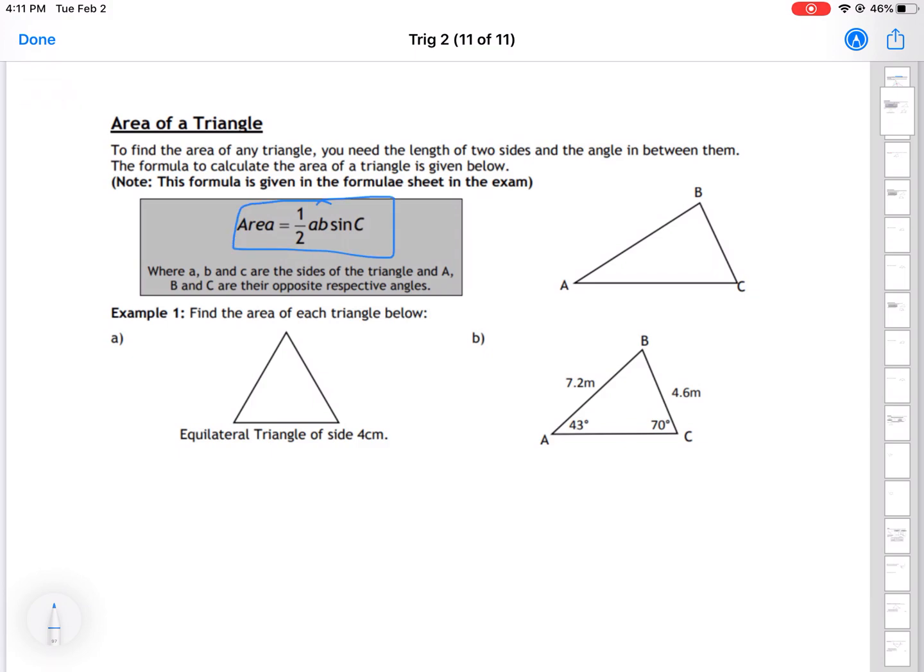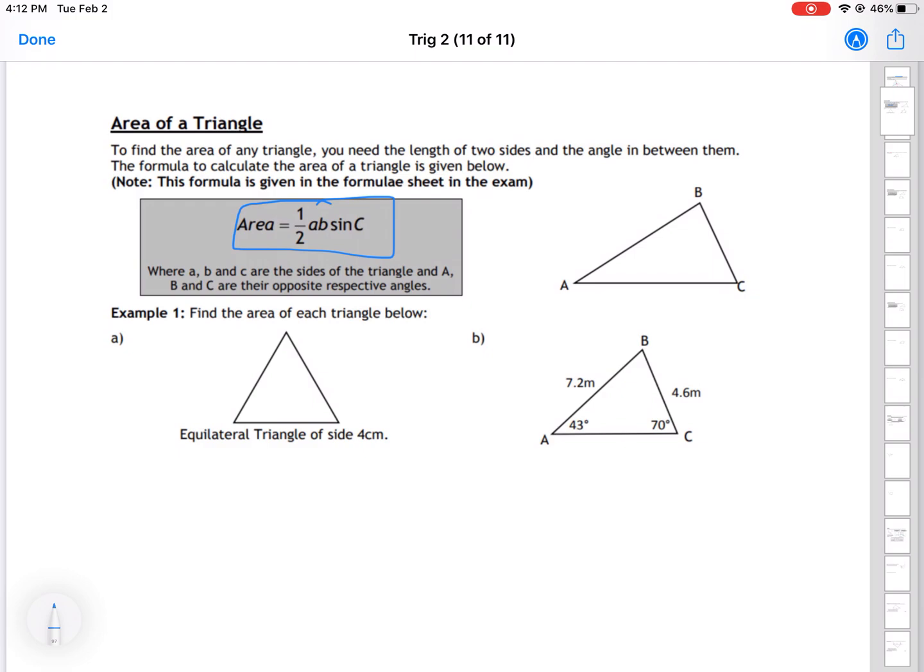Now, the sides, a, b and c are the sides, and the capital A, B and C are the angles. C is always the angle that you are given, and a and b are the two sides that are formed together to create that angle. So I've got two examples down here that are slightly different than what we might normally see. When you come to do the booklet questions, you'll see more straightforward ones. But let's have a look at these ones to see how we can apply the formula.